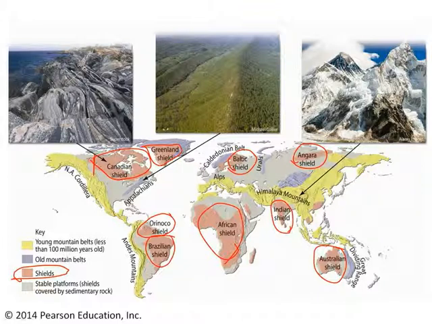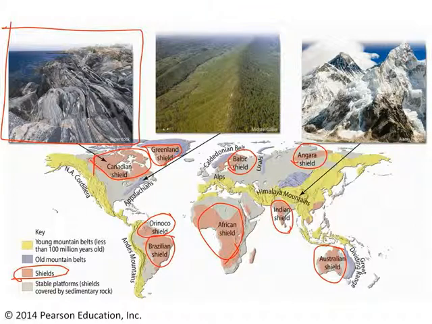These are basically the old, really stable portions of the continent. This photograph up here in the upper left illustrates what they look like in general. They're generally crystalline rocks, metamorphic rocks, or igneous rocks that were active and forming a long time ago, billions of years ago, but have been inactive ever since. And erosion has weathered them down, so they're mostly flat.